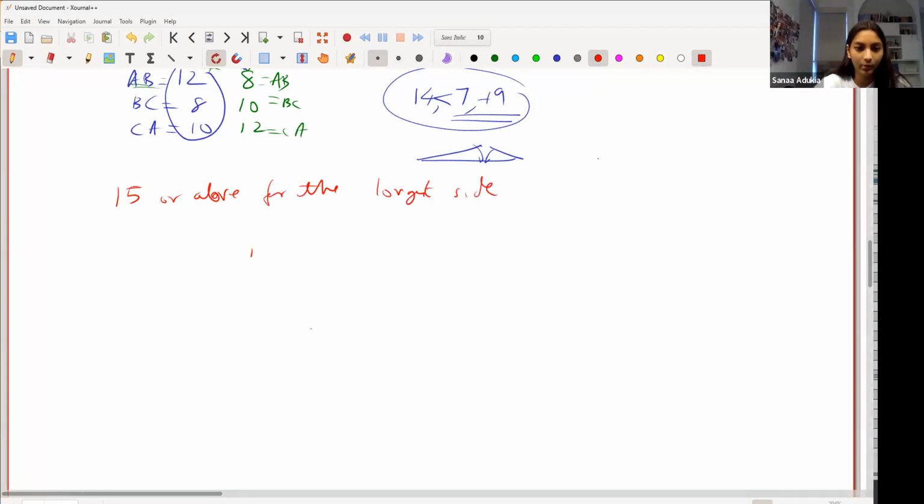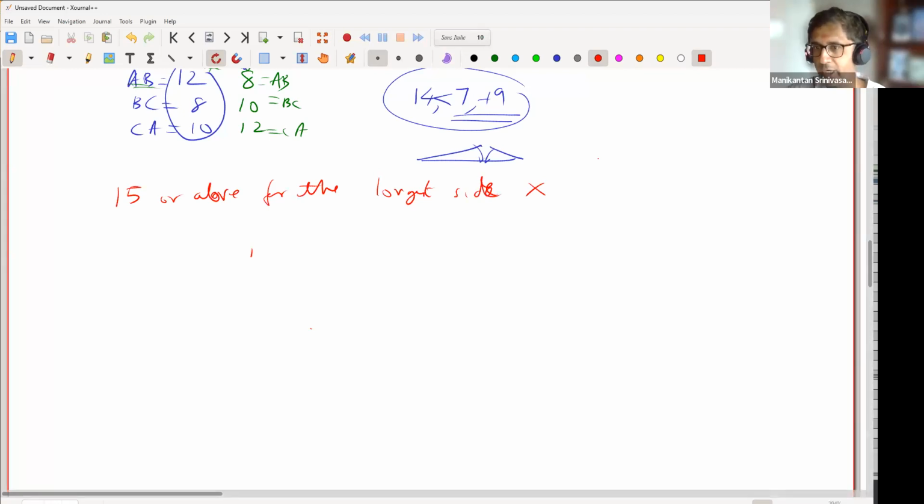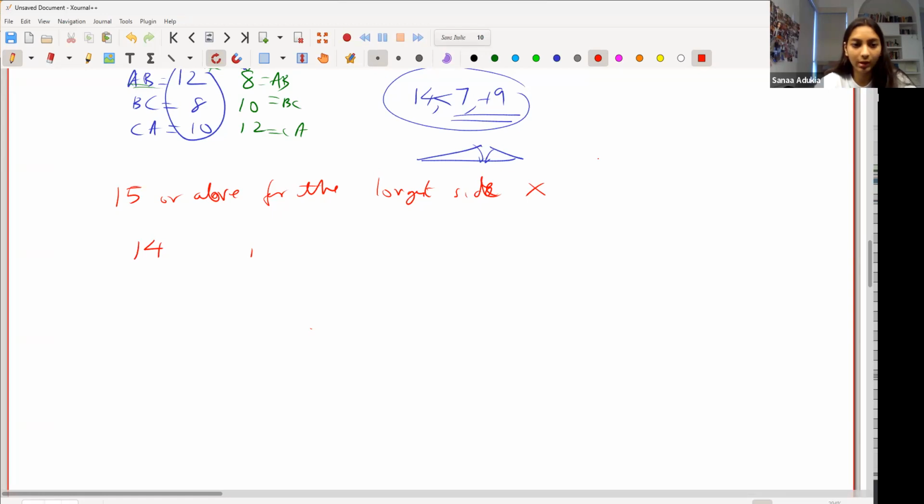Is this clear to everyone? This is a very good starting point. In fact, this is the starting point, I would say. Extremely well done, Sana. Does it make sense? Maybe all of you were starting in the same direction. You cannot have the longest side 15 or beyond, because the sum of the other two sides will be 15 or less in such a case. Therefore, 14 is the largest side possible. Continue, Sana.